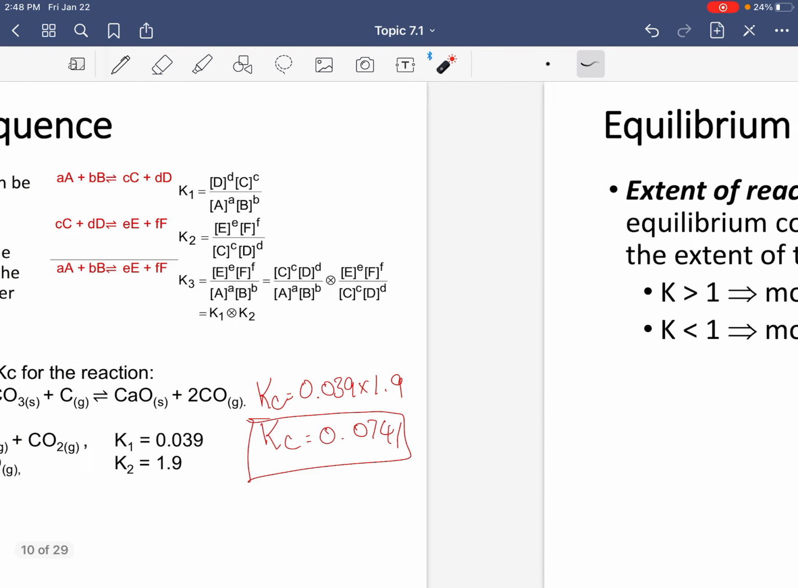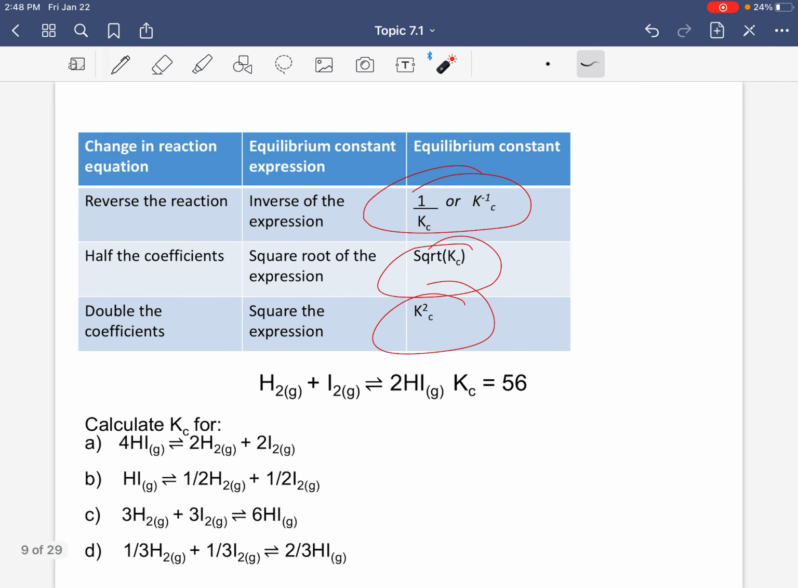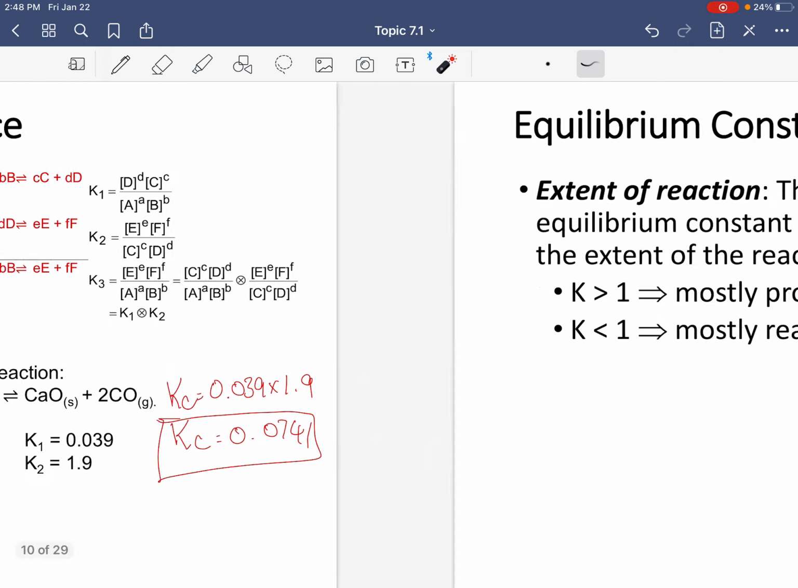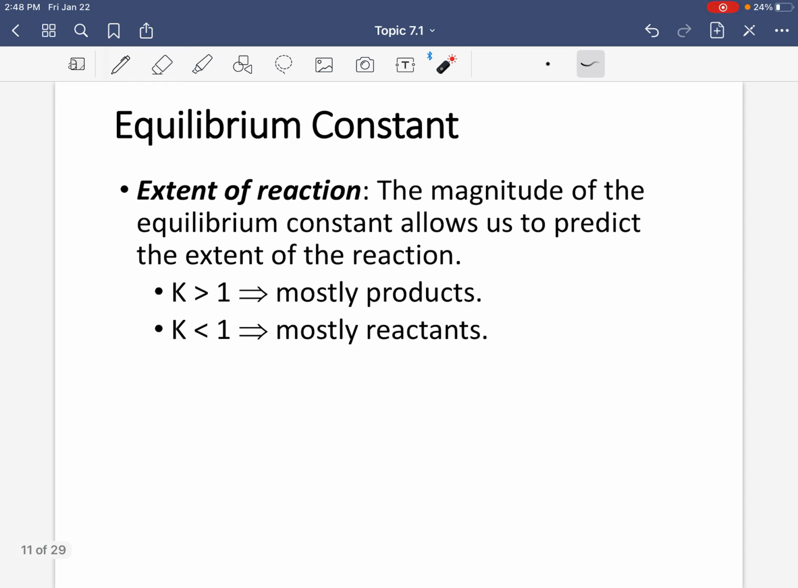Knowing how when things go in the reverse, you take the reciprocal. When a reaction is a stepwise reaction, you multiply the two equilibrium constants. That's good and all. That's what I was gonna say.